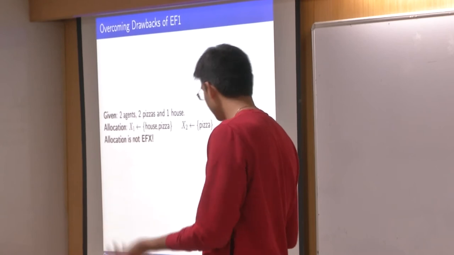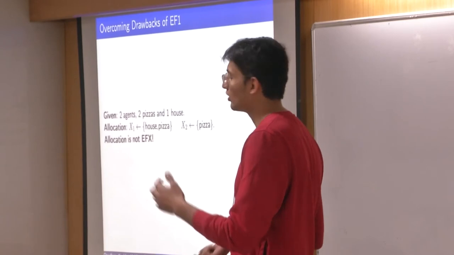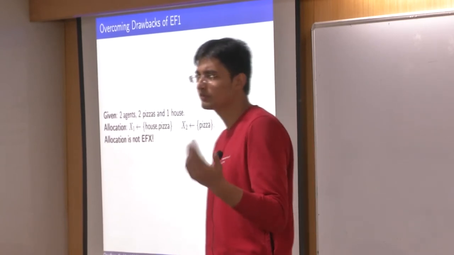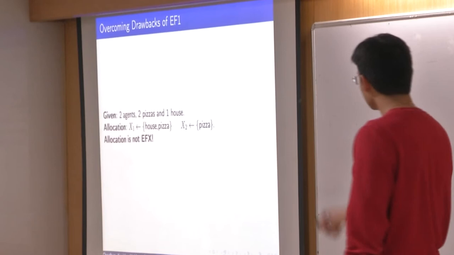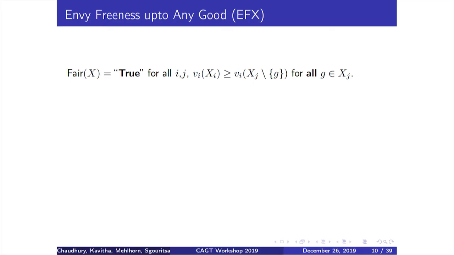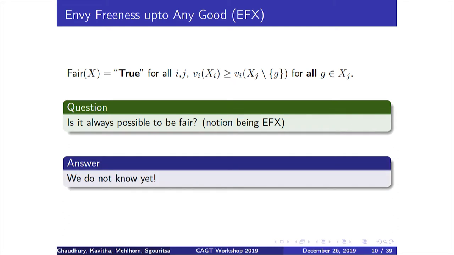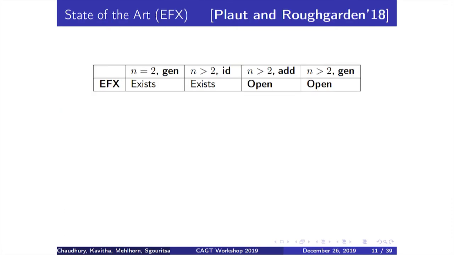This is not the only motivation for EFX. I can see a lot of things, because this barrier can be overcome with some other notions of fairness. Many of you might even be aware of something called max min share. That can also overcome this kind of barrier in this two-agent setting. Anyways, coming back to EFX, let's repeat our two questions. Is it always possible to be fair, now this notion being EFX? And the answer is not known yet. So let me tell you the state of the art for now. This is a paper by Tim and Benjamin.